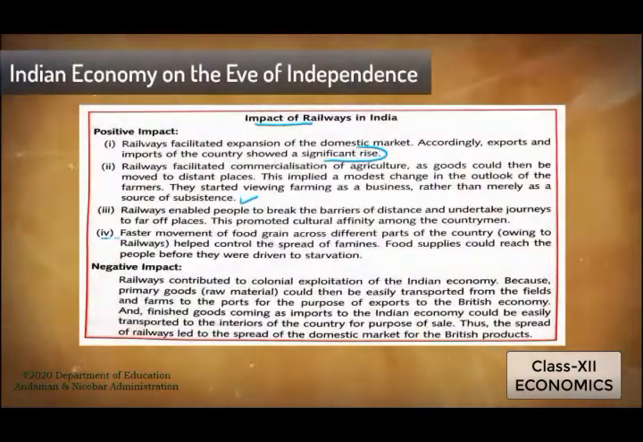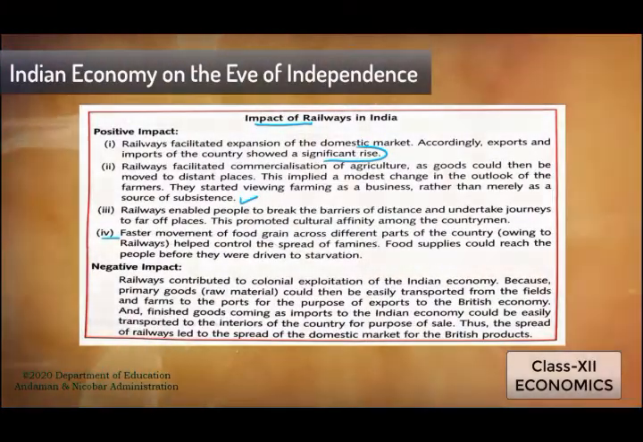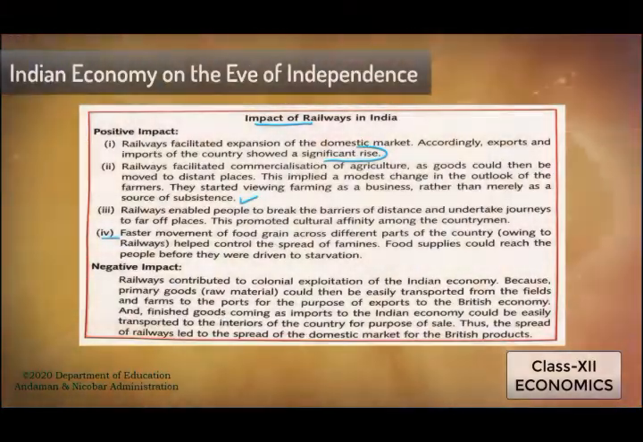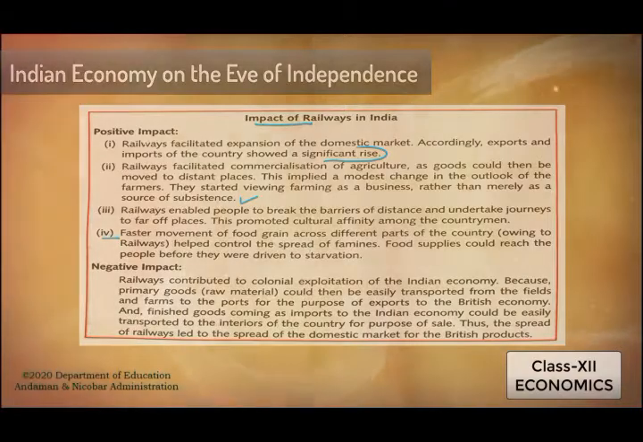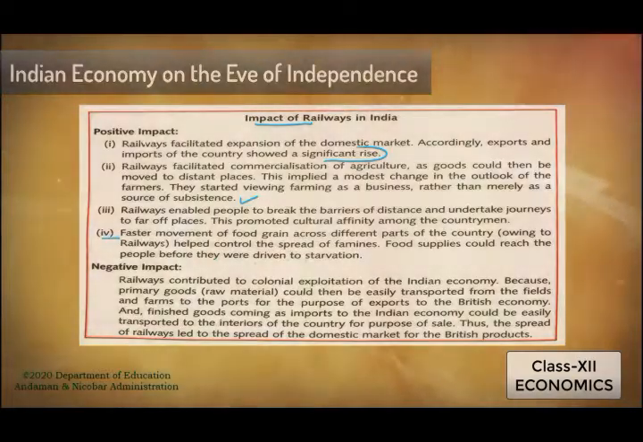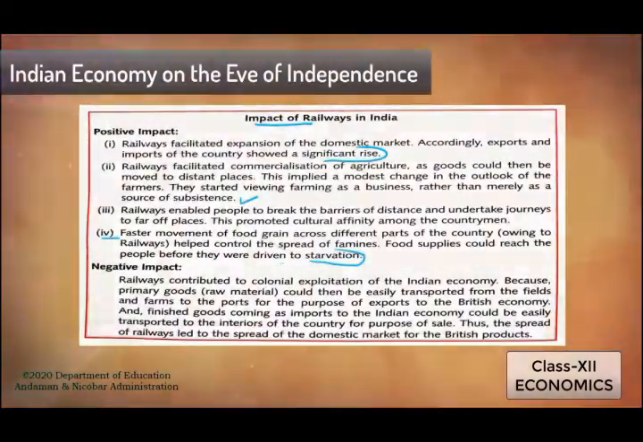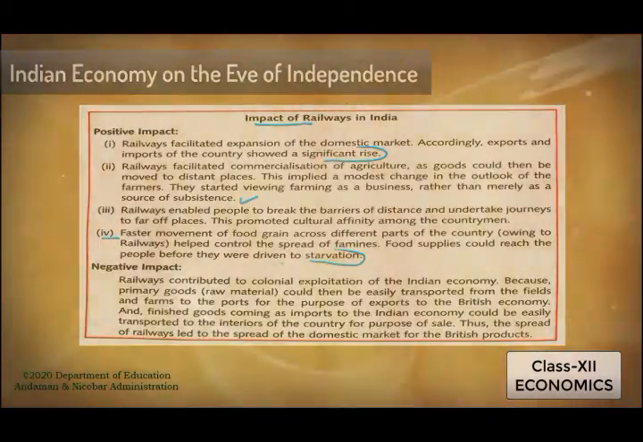Then in the fourth one, you can see that the faster movement of food grains across different parts of the country, owing to the railway, helped control the spread of famine. So food supplies could reach the people before they were driven to starvation. So these are the positive impacts of railways which we could see in India.